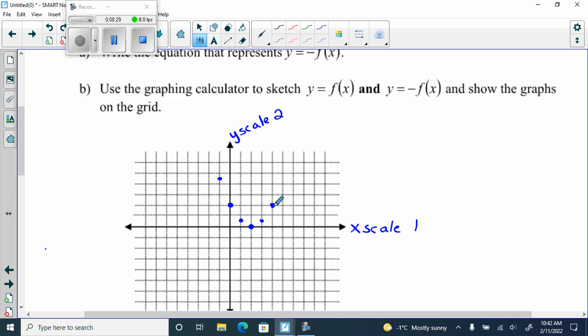Then I can, oh my gosh, start drawing. It's symmetrical, right? Draw.